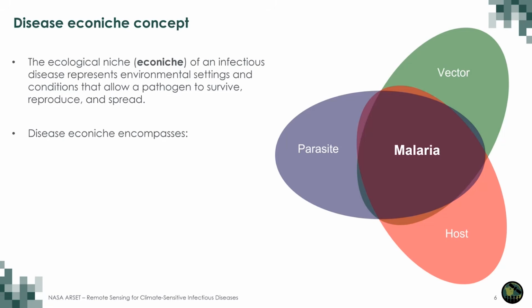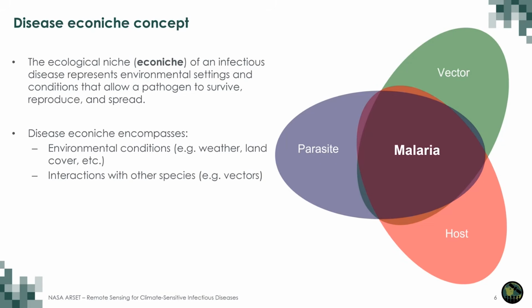Disease eco-niche, by definition, then encompasses environmental conditions, which is weather and land cover, different vegetation components, different human components on the landscape, and interaction with other species. For malaria, for example, which is most of my expertise, it's going to be interaction with vectors if it's entirely human malaria. If it is Plasmodium knowlesi malaria, zoonotic malaria, the interaction with other species will include macaques and other possible vectors.